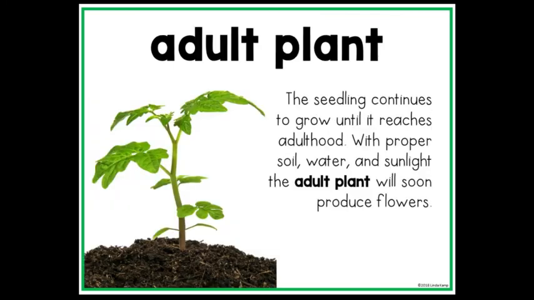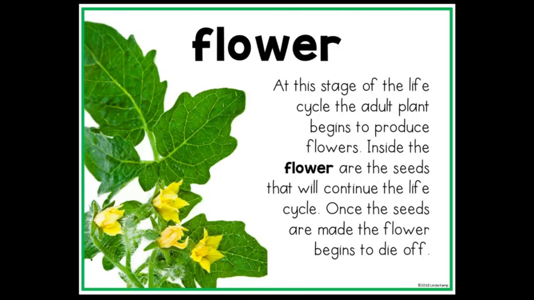The next stage is adult plant, or we've also seen that called mature plant. The seedling continues to grow until it reaches adulthood. With proper soil, water, and sunlight, the adult plant will soon produce flowers. Flower. At this stage of the life cycle, the adult plant begins to produce flowers. Inside the flower are the seeds that will continue the life cycle. Once the seeds are made, the flower begins to die off.